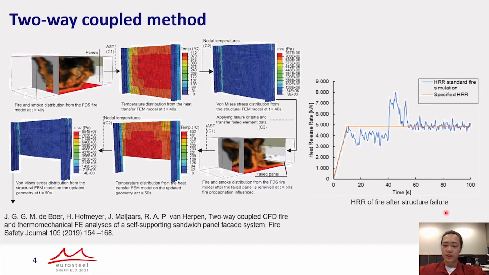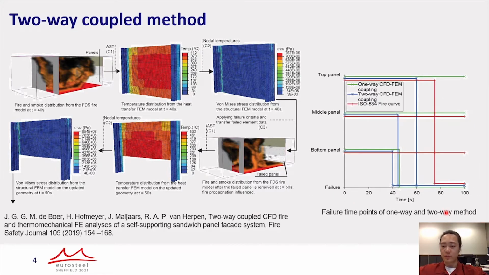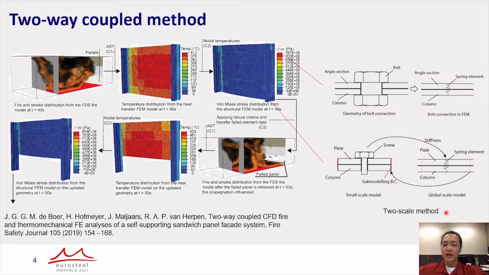We compare the traditional one-way method with the proposed two-way method. It shows that the structure may fail much earlier by using the two-way coupled method due to the rapid change of the fire. In the simulation mentioned here, we use linear springs as a simplification for screw and bolted connections, as suggested in the Eurocodes. But in practice, their behavior can be temperature dependent or even more complex due to contact problems. So we proposed a so-called two-scale method to solve this problem.